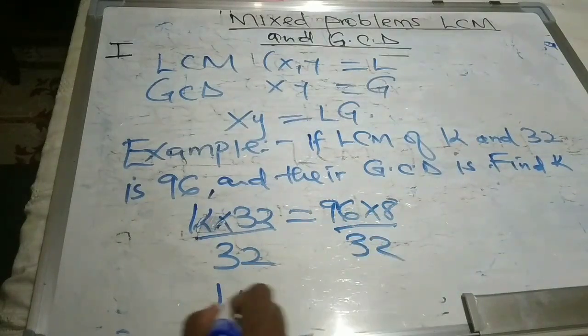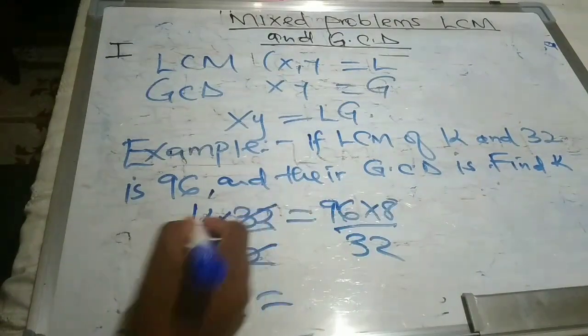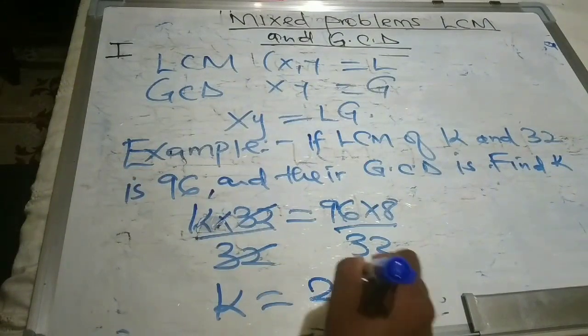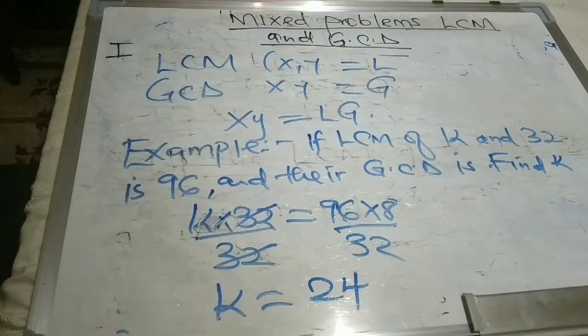Our k will be equal to, these two will go, and our k will be equal to 24. So that's how you work out such a problem.